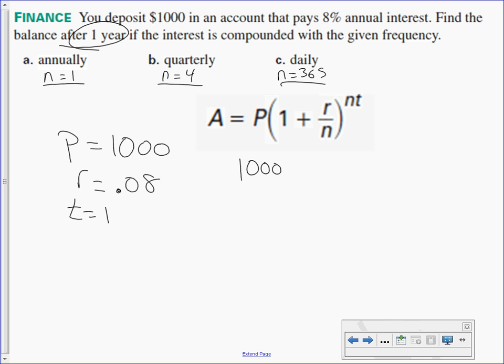So you wind up with 1,000 times the quantity 1 plus 0.08 over 1 to the 1 times 1. You just got to be careful how you type in your calculator. All I'm doing is substituting it. In this case here, you've got divide by 1. That means it doesn't do anything. Raise anything to the first power, doesn't do anything. So for part A, all you have to do is 1,000 times 1.08. $1,080.